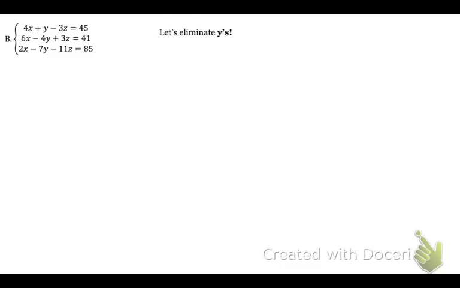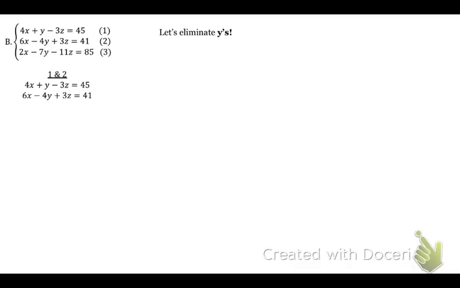Let's eliminate our y's again. And you can choose any variable. It will work with any variable. You will get the same solution. I just keep choosing y's because y is the one that doesn't have a number with it. Okay, number those equations there, 1, 2, and 3.